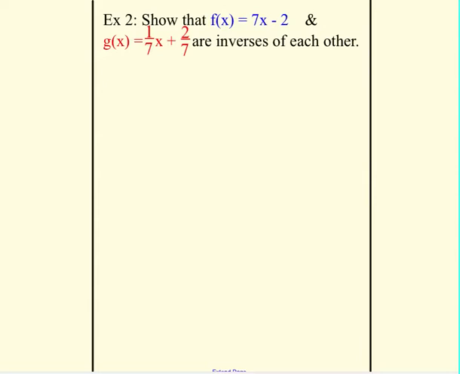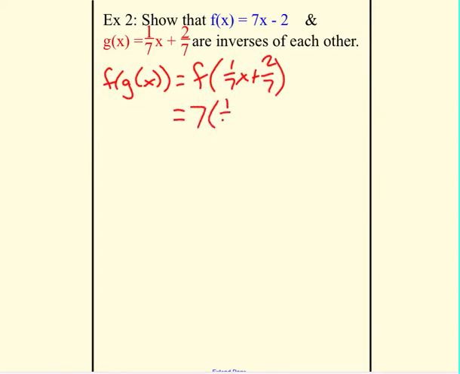To show that two functions are inverses, we do a composition. So we start with f of g of x, putting the g function entirely into the f function for x. So that becomes 7 times the quantity 1/7 x plus 2/7 minus 2 to finish off the f function. Distributing our 7, following order of operations, we would get 1x plus 2 minus 2. And of course the 2 minus 2 cancel, leaving us with x.